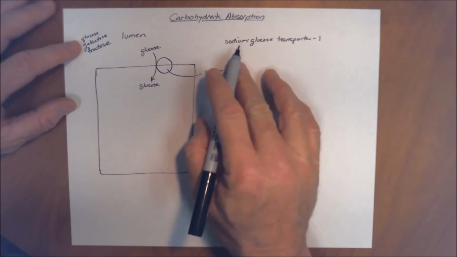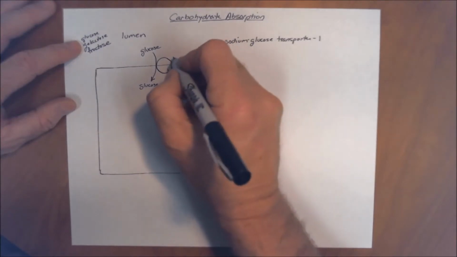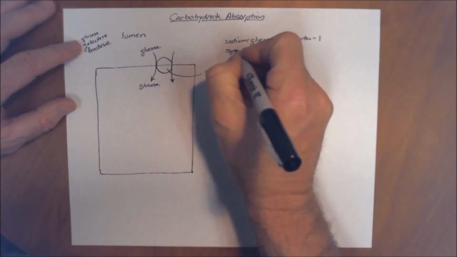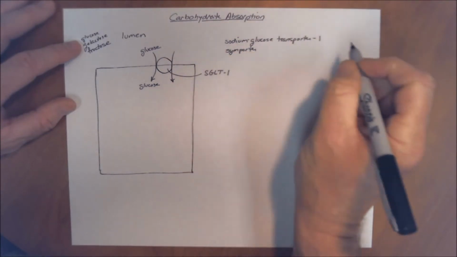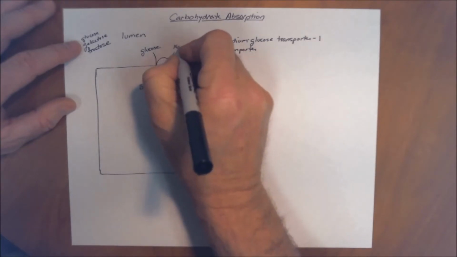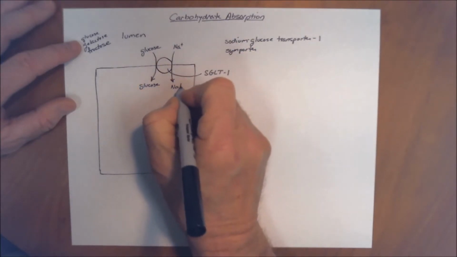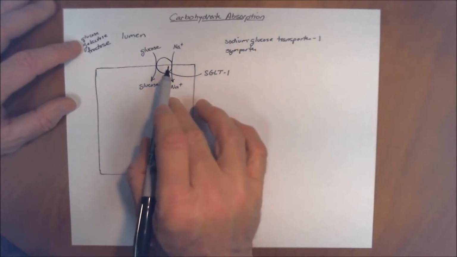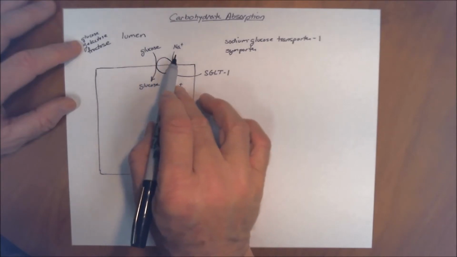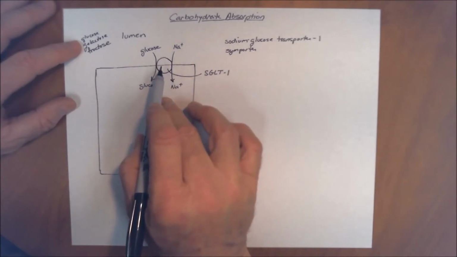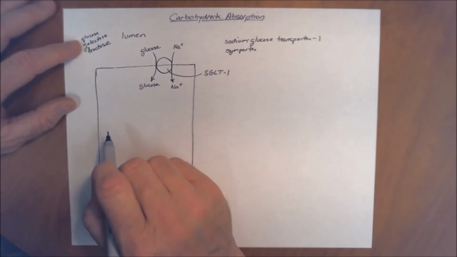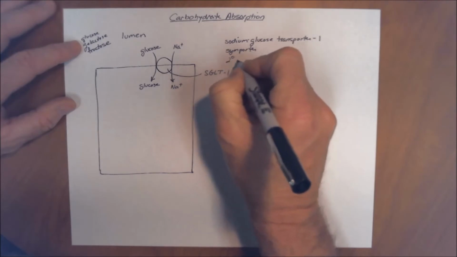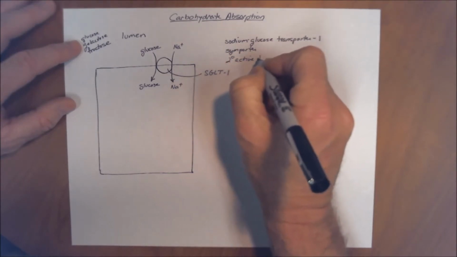Because it is a sodium glucose transporter, it is coupled. So this is a symporter, which means it's going to take two individual solutes and move them in the same direction. Again, remember how these transporters work. The transporter only works when glucose and sodium are bound to the outside of the cell. Then they will transport them inside the cytosol. This is also secondary active transport.